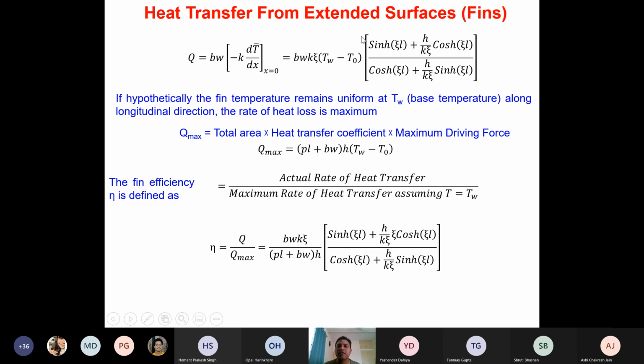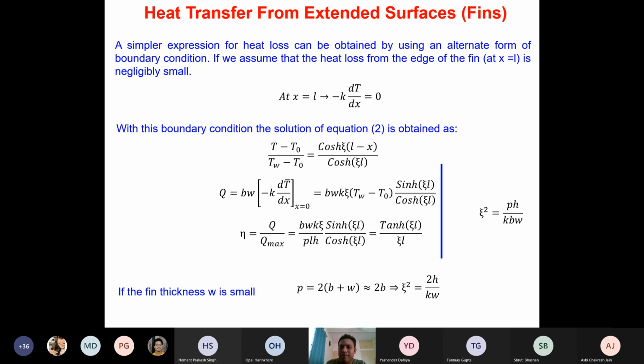Q is given by this equation: B W K zeta (T_W minus T_naught) in the bracket, sinh(epsilon L) plus H by K epsilon cosh(epsilon L), divided by cosh(zeta L) plus H by K zeta sinh(zeta L). So this is a generalized expression. Similarly, the generalized expression for the efficiency is also obtained here. I will not go into the detail, as we have gone through it in the last class. I am just summarizing whatever we have done here.